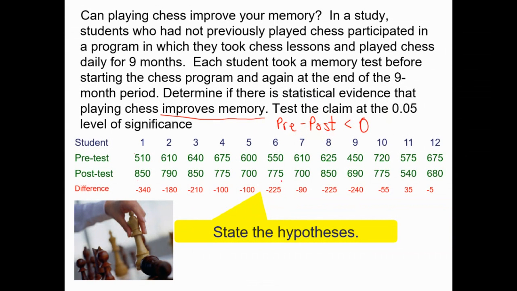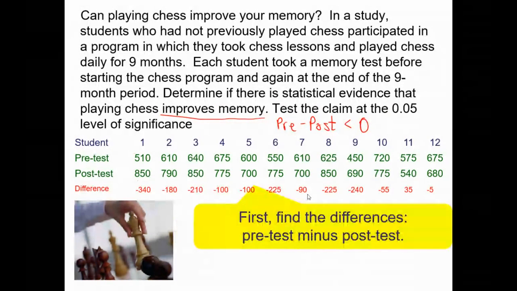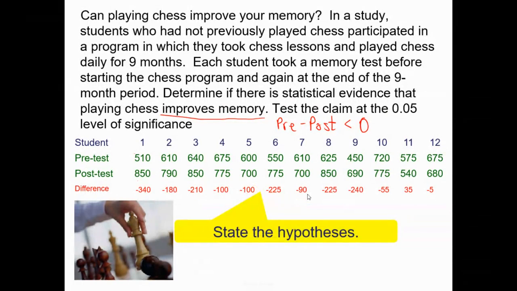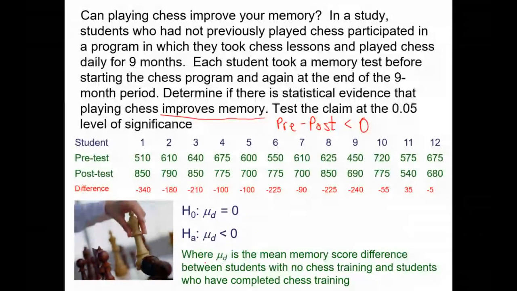This is alternative. That's our alternative. Mu d, the mean of the differences, is less than 0. That means the null is the mean is equal to 0 if you're AP. If you're dual credit, it would be greater than or equal to 0.